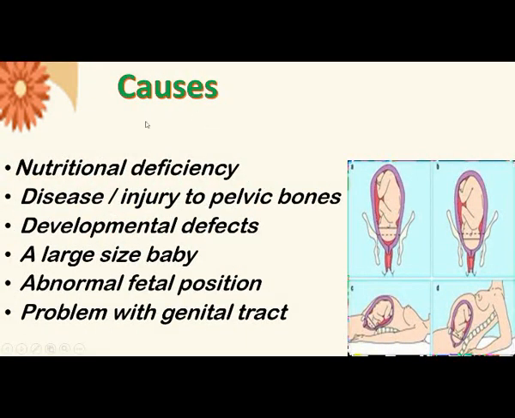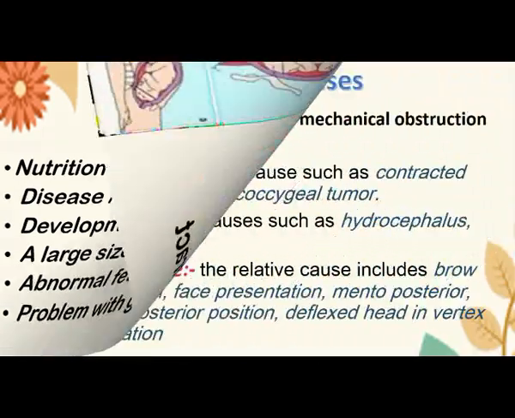We can see the causes. First is nutritional deficiency. Second is disease or injury to the pelvic bone. Next, developmental defects. In a large baby, when the baby is large, it will not accommodate properly in the pelvis, so that will cause the Cephalopelvic disproportion. Next, abnormal fetal position, that is posterior or face presentation or breech, or transverse. An abnormal position will also not accommodate properly in the pelvis. And problems with the genital tract. These are the causes of Cephalopelvic disproportion.